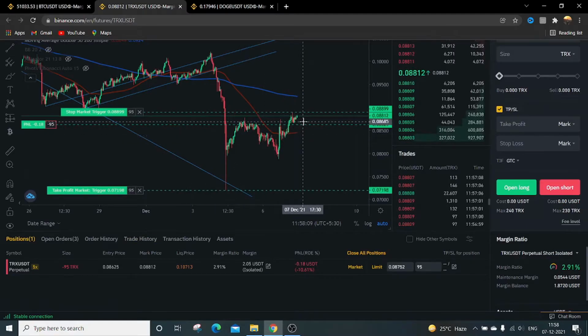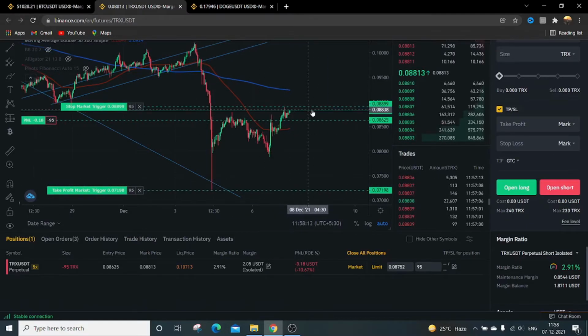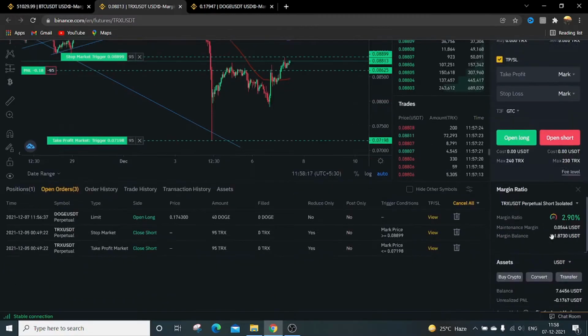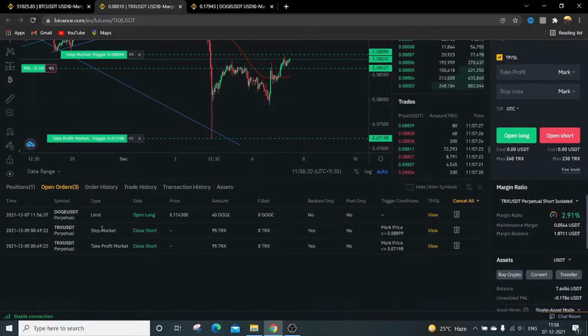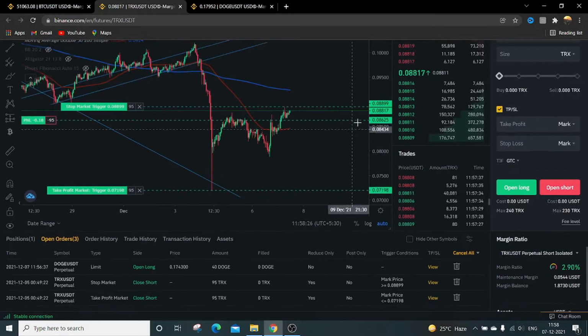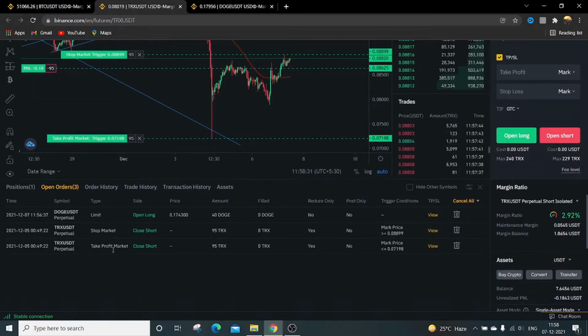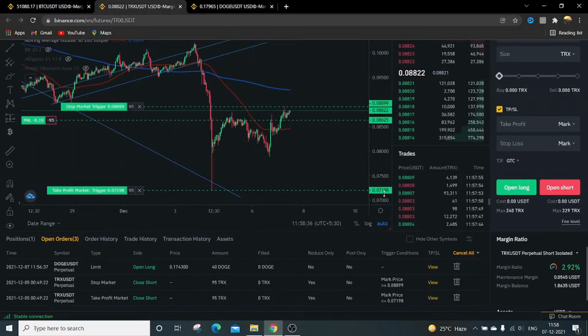That means I sold 95 TRX at this price and placed the stop loss at this price. You can see the open orders for the stop loss and take profit. The stop loss order is at the price of 0.08899. The take profit will be at 0.07198. When the price reaches over here, the take profit will get executed, or else if the price touches this point, then the stop loss will get hit.